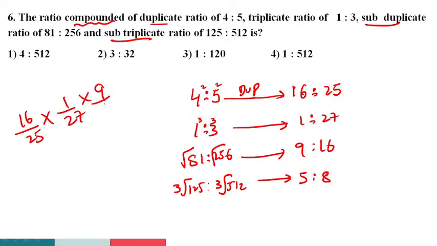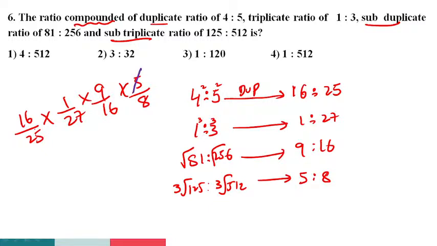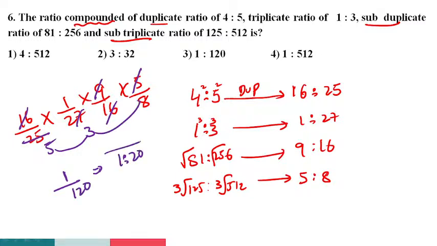1/27, 9/16 and 5/8. 5/8, let me calculate guys. 5 ones are 5, 5 fives are 25, 16 cancel. 9 ones are 9, 9 threes are any cancellation? No. Numerator is how much? 1. Denominator: 5 threes are 15, 15 eights are 120. So the answer is 1 is to 120. Which option is the right answer? Option 3 is the right answer guys, clear?